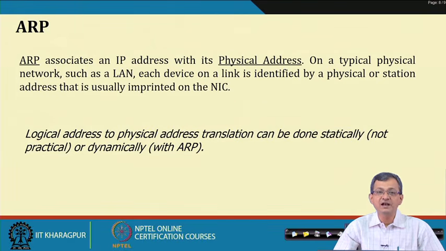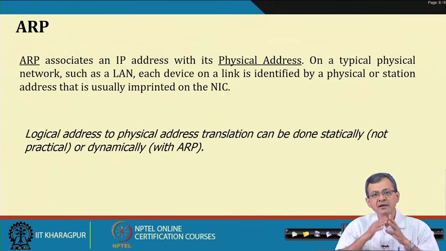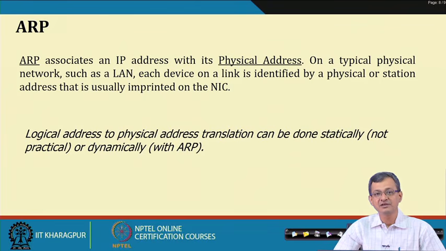So, ARP associates an IP address with its physical address. In a typically physical network such as a LAN, each device on a link is identified by a physical or station address or network address that is usually imprinted on the NIC, right. As we are discussing, the NIC is the network interface card which comes with the hardware address, and ARP helps us in associating the IP address with the physical address, or the MAC address, hardware address, network address, whatever we call it, or NIC imprinted address.